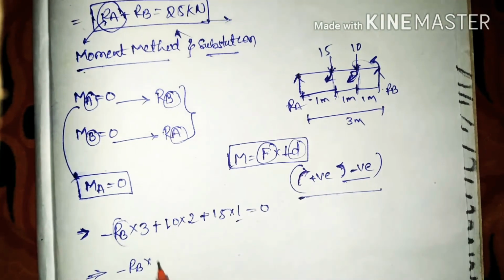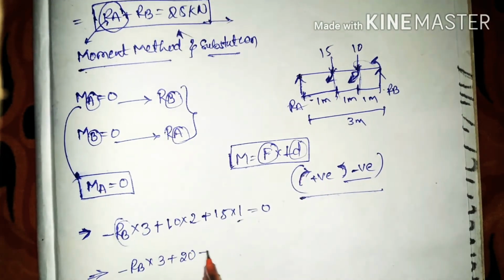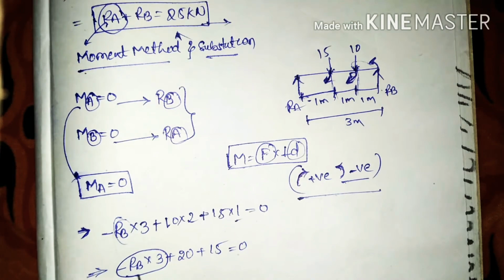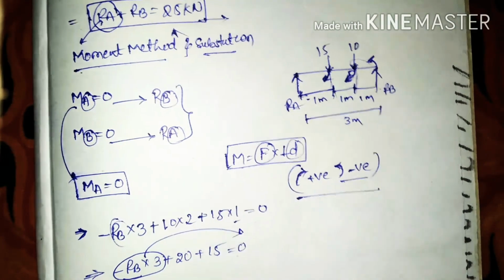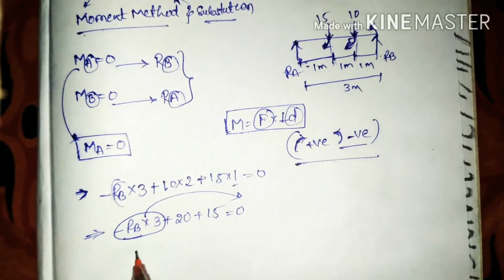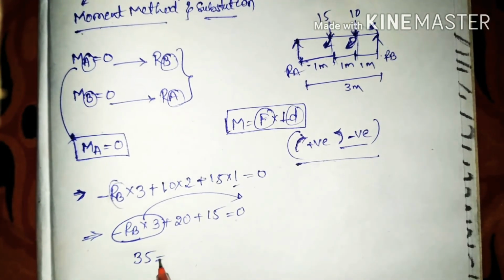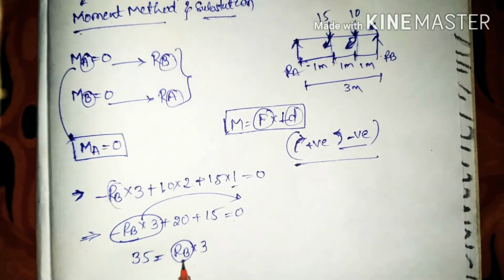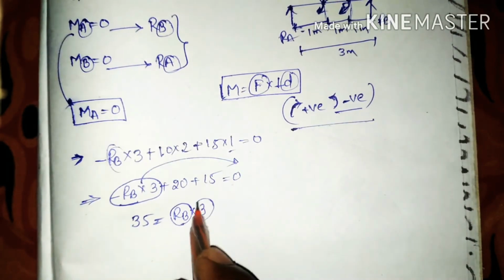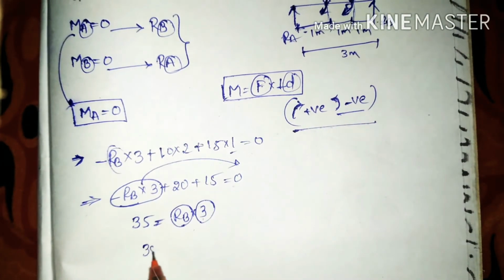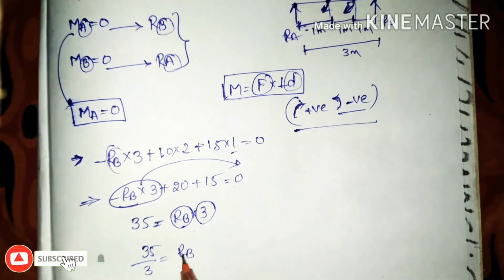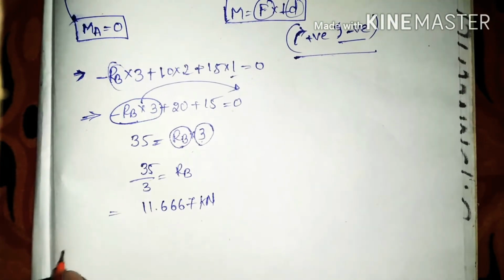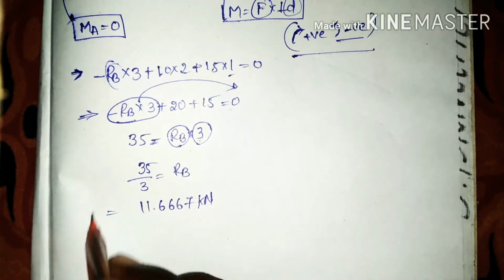Minus RB into 3 plus 20 plus 15 is equal to 0. I am going to send this minus sign to the other side of the equals sign so that it becomes positive. That is going to be 35 is equal to RB into 3. We only need to find the RB reaction, so keeping RB on the RHS and moving the 3 to the LHS, 35 by 3 is equal to RB. The value is going to be 11.667. Here the value is RB.